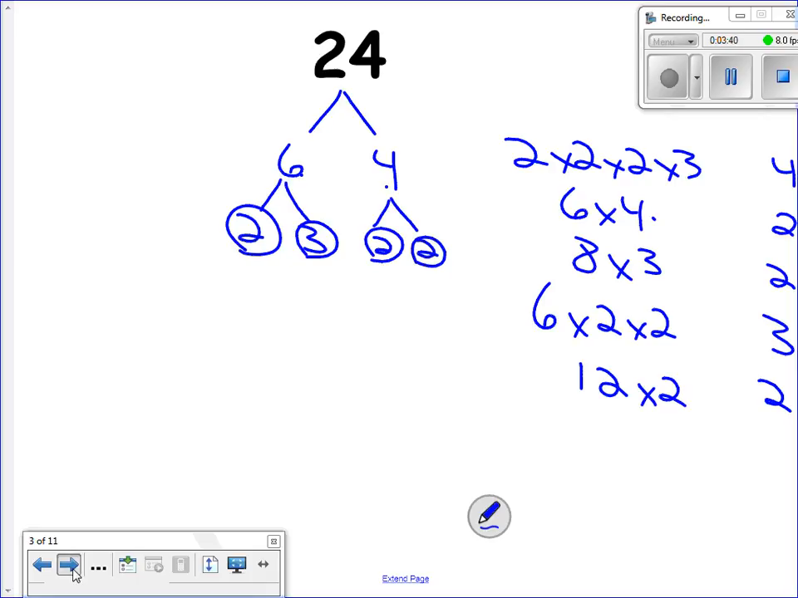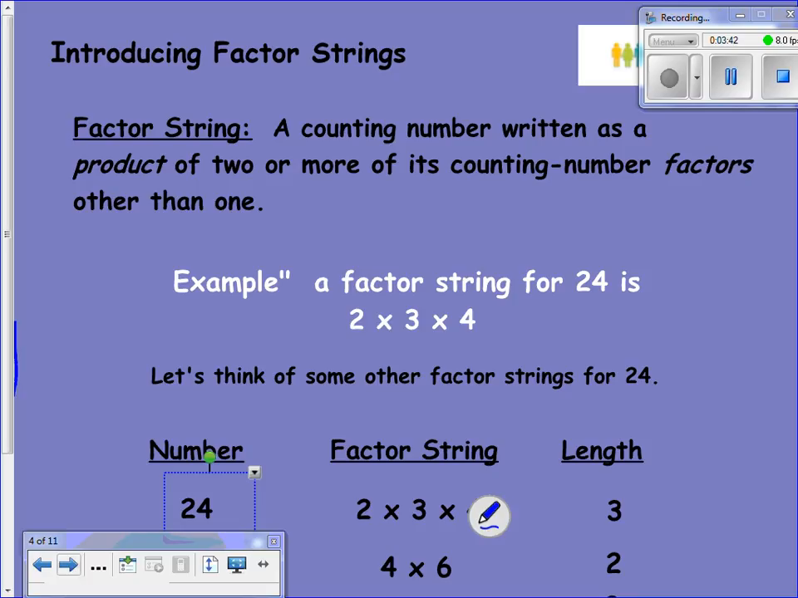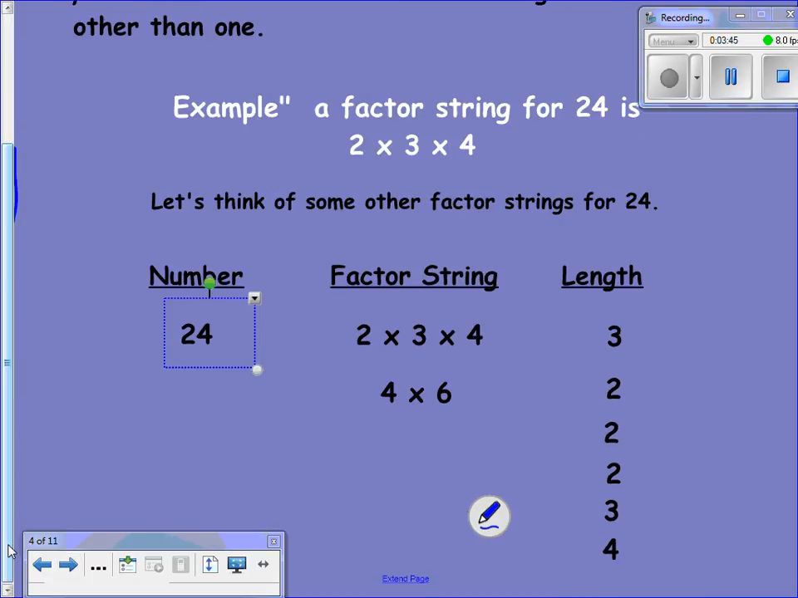Let's take a look at this next page here. Okay. Trying to help you out. So we have 6 times 4. 2 times 3 times 4. That's one of the ones I was missing on that other page. Okay. There's a lot of them for 24. Let's keep on rolling here.